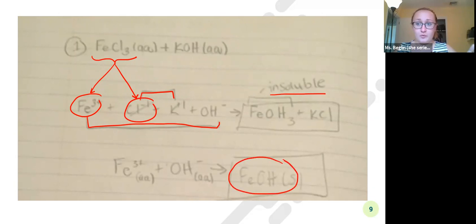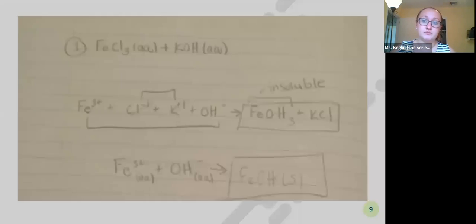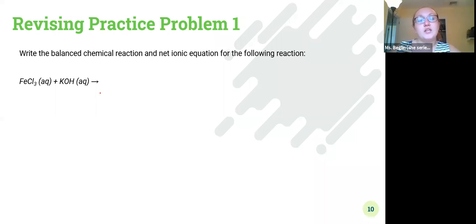And that's okay, because this was a common mistake that we made. That's why I'm making this video. So let's walk through a revision of the scholar's work. Write the balanced chemical reaction and net ionic equation for the following reaction. FeCl3 reacts with KOH to form something, and we're going to find out what something is.